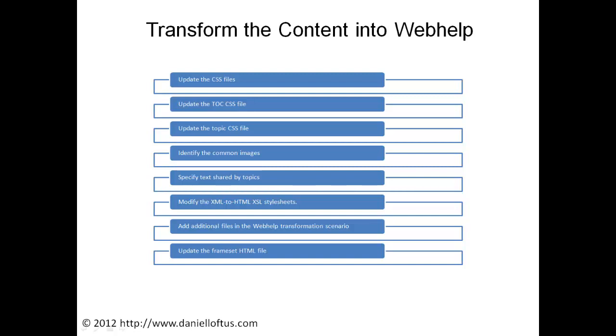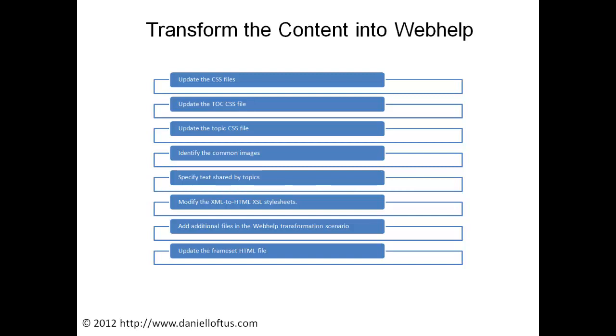So one of the first things that makes this transformation different from the PDF transformation is that there are both XSL and CSS files that are used to have an impact on the format of the content. There are CSS files for the table of contents, which shows up on the left side of Webhelp, and there's CSS files for the body of the help, which shows up on the right side of the content.